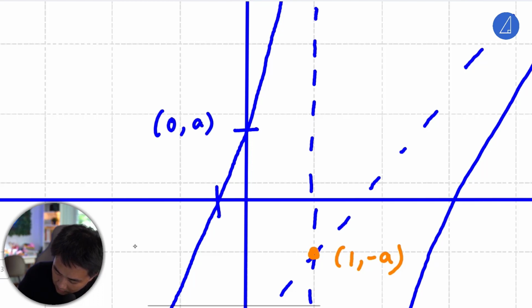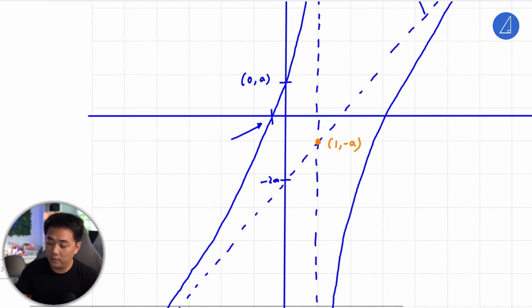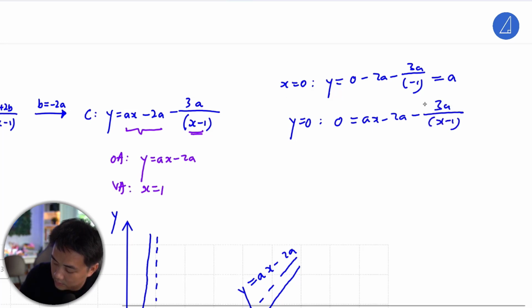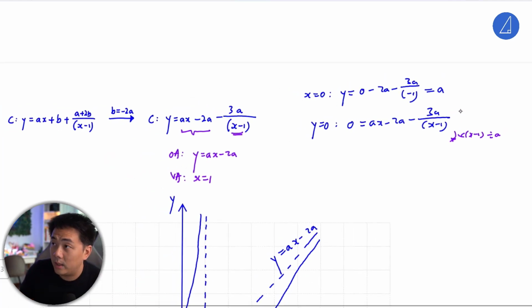We need to find when y is 0. There are two values here, so it's a key. We can just write y equals 0, then solve this: 0 equals ax minus 2a minus 3a. You can see that what we can do is divide throughout by a, because the a can be factorized. Because a is more than 0, it's not a solution, so you can cancel it away.